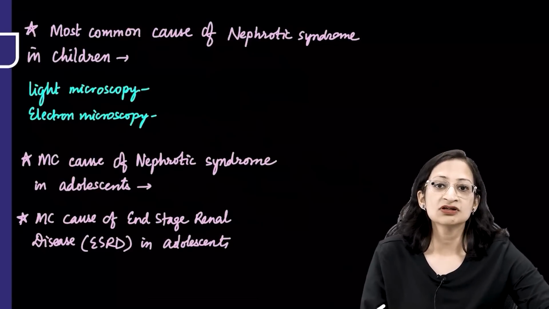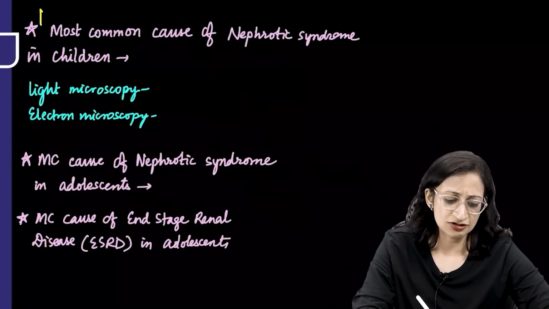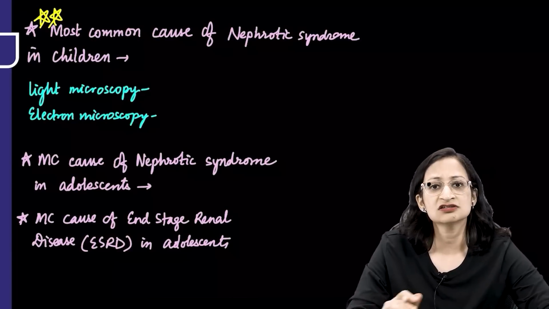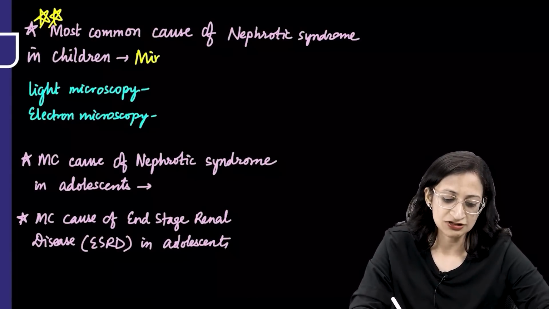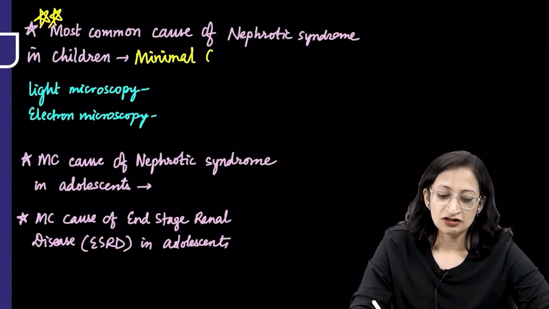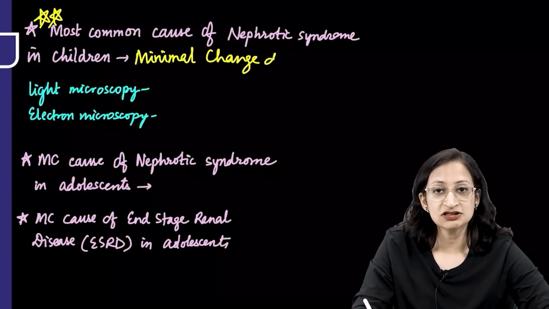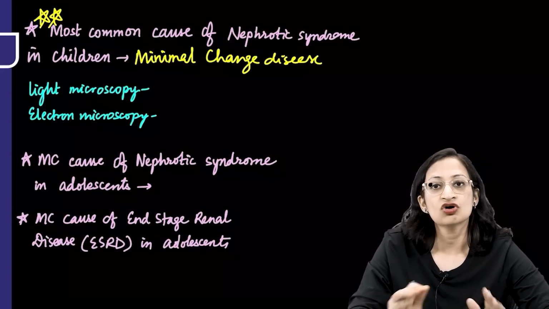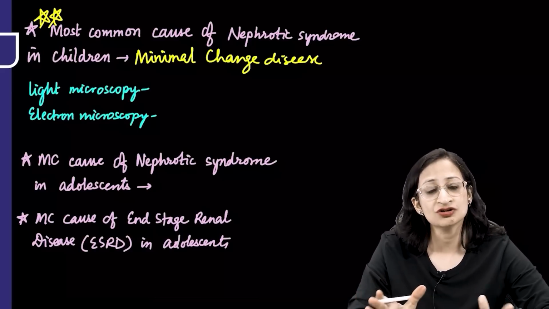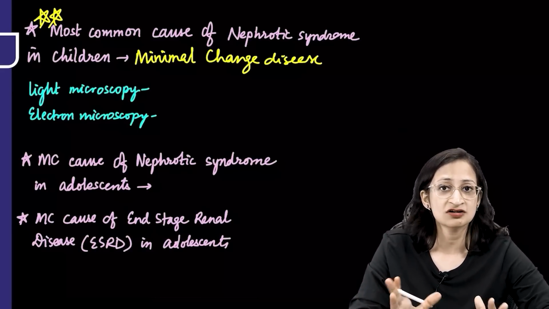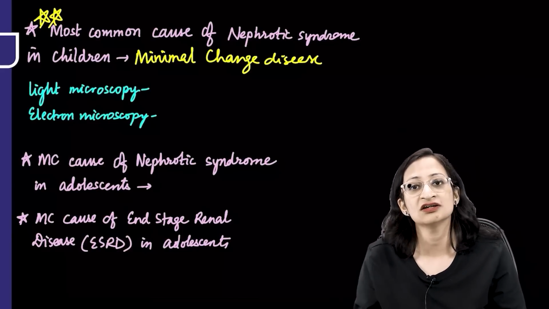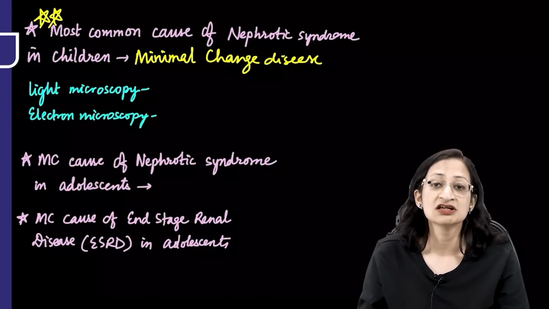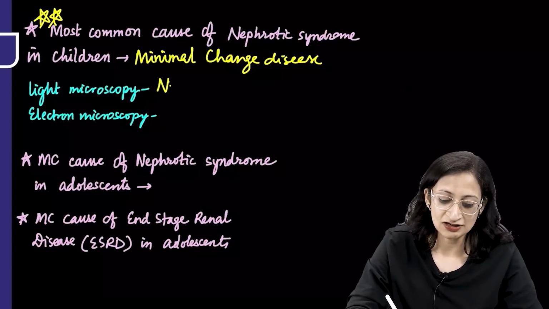Now the most common cause of nephrotic syndrome in children, we'll put a 3-star here. This has been asked n number of times and we all know that is something known as minimal change disease. Now why is this called minimal change disease? Normally we don't do kidney biopsy in children with nephrotic syndrome, especially if they are responding well to treatment. But if you were to look at the kidney morphology in minimal change disease, in light microscopy you will find that there is no change.